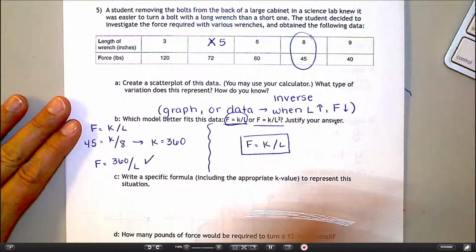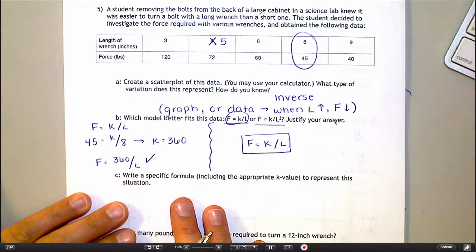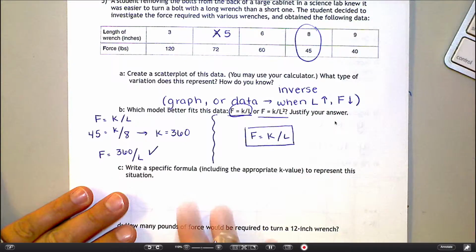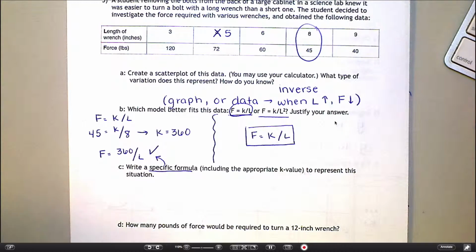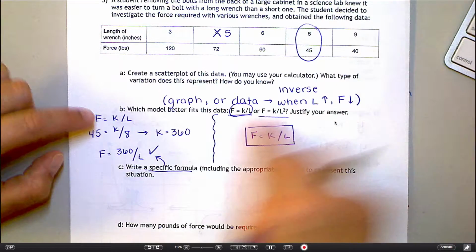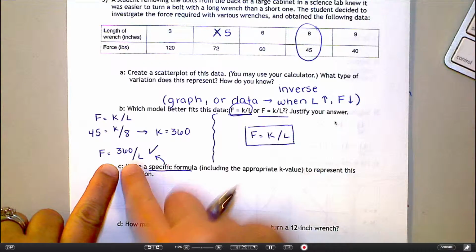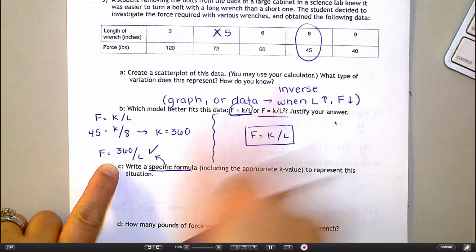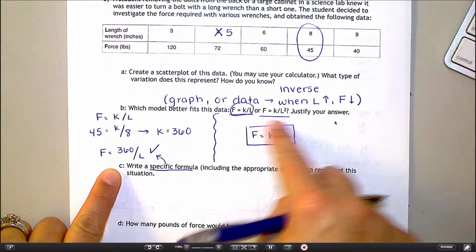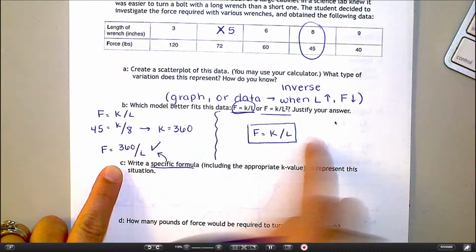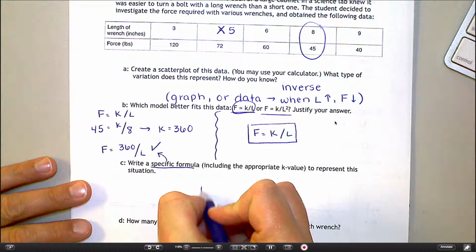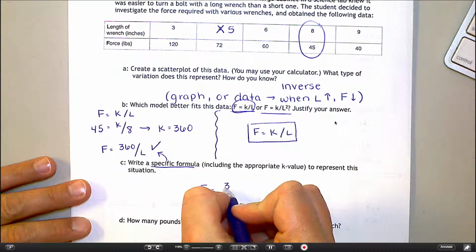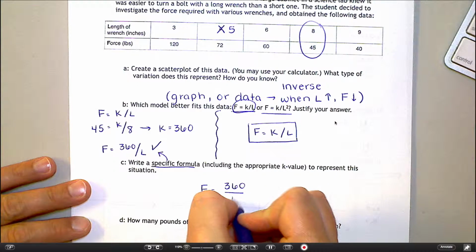Now, down here it says write a specific formula including the k value to represent this situation. We kind of already did that right here. We had to do that to be able to test it. By the way, if this had not worked, if it didn't hold true for these other data points, I would have had to repeat this whole process with this other equation. That's why I set it up in two pieces, but I didn't end up needing the second one because the first one worked. So my specific formula would just be F equals 360 divided by L.